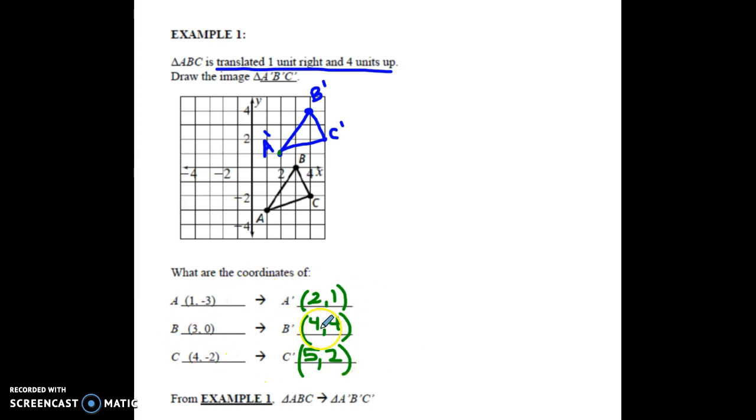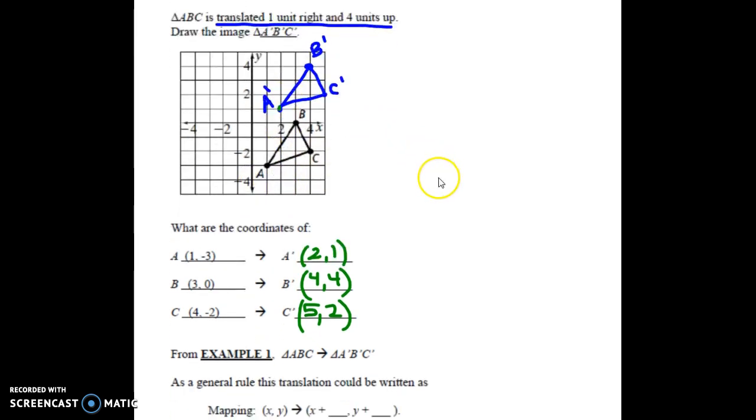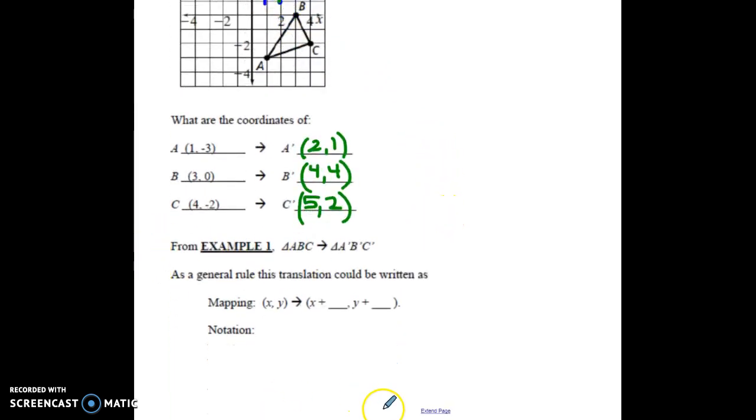Some students want to do it this way and then graph the points. Other students want to work on the translation like I did. Just move it by hand, move it over, move it up, plot your points. It's up to you what you feel more comfortable in. Ultimately, though, we have to be comfortable with our notation.